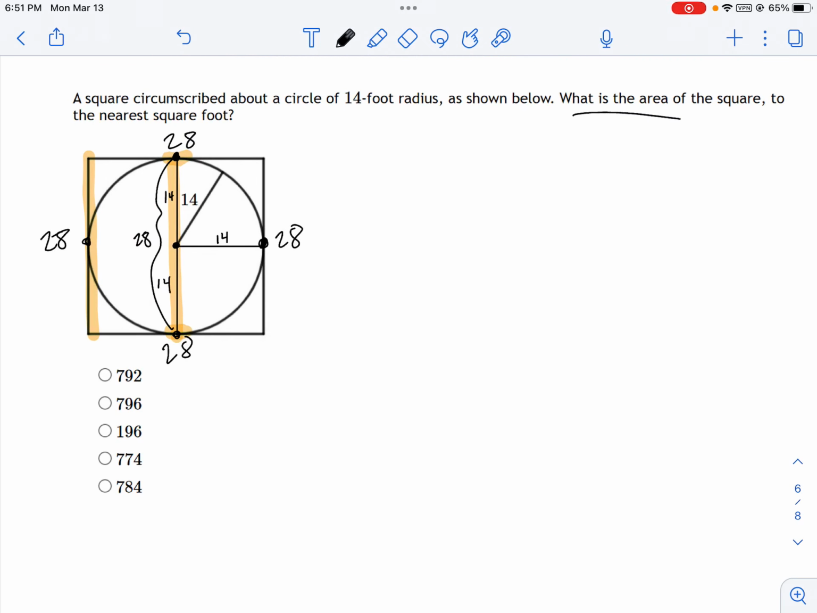So if it says what is the area of the square, it's not asking for this blank area. It's not asking for the area of the circle. It's asking for just the square in general. The whole shebang, what is this area?